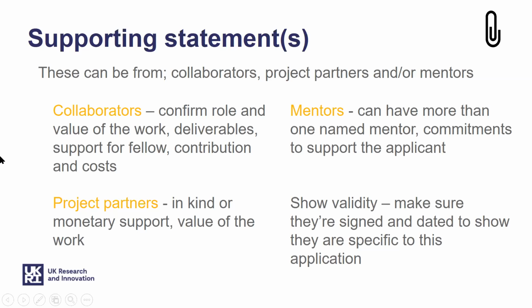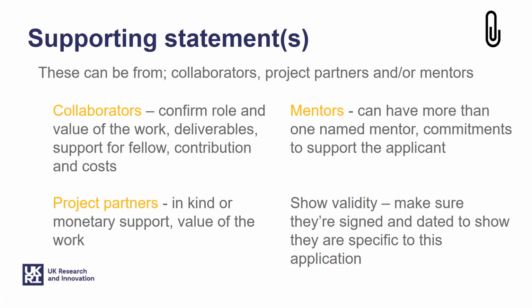So a collaborator, the types of things, and again, this is really just an indication, but the types of things you might want to include here, you could confirm the role of the collaborating organisation, ask them to talk about the value of the work, ask them to talk about the deliverables that they'll work on and be responsible with, ask them to articulate their support for the fellow, the individual applicant, and the team working with them, and talk about the contribution or any costs that they want to make. For project partners, we'd ask them to talk about the kind of in-kind or monetary support that they're offering and the value of the work.